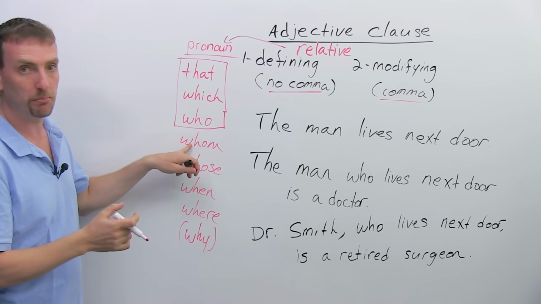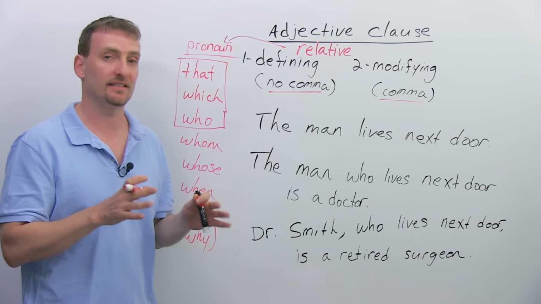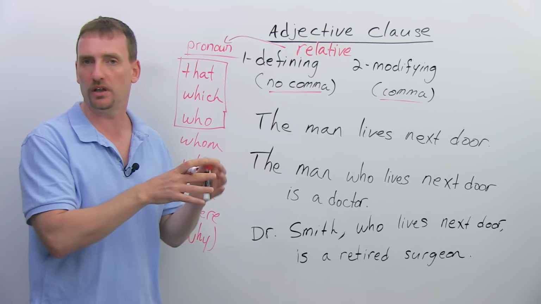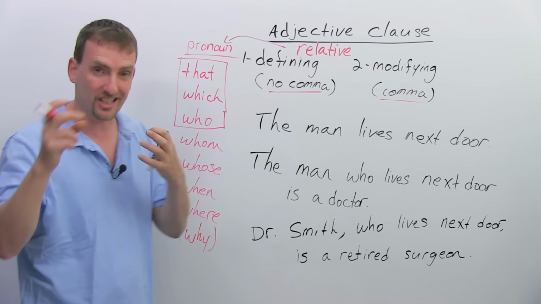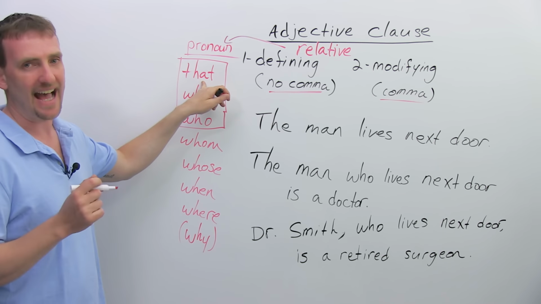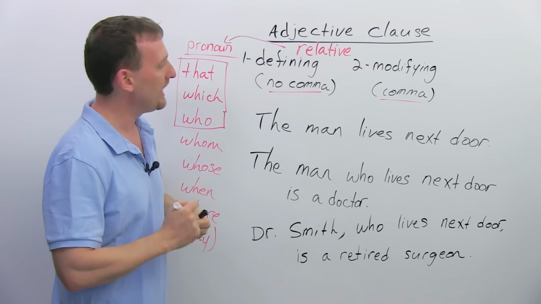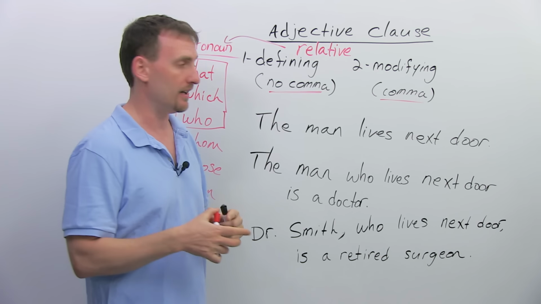These ones, whom, whose, when, where, and why, cannot be the subject of the clause, only the relative pronoun, only the conjunction of the clause. Now, in many cases, that can also be removed, but we're going to look at that separately. So, let's look at some examples to get an idea.